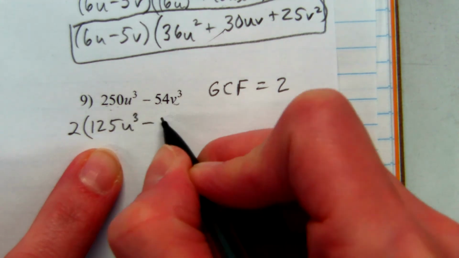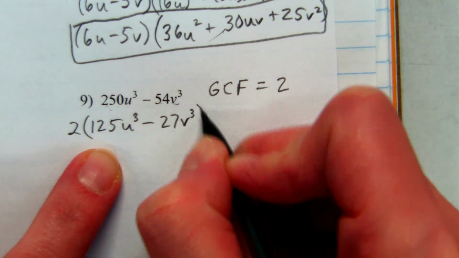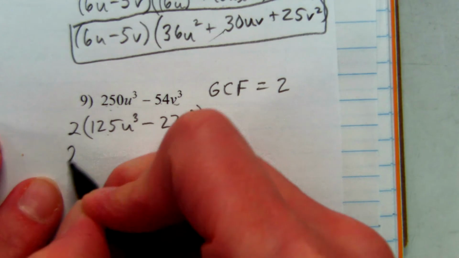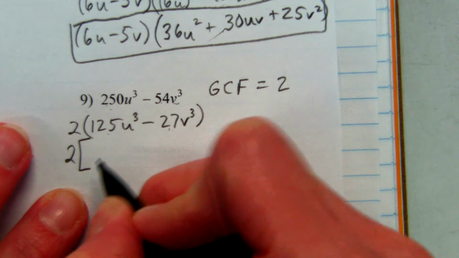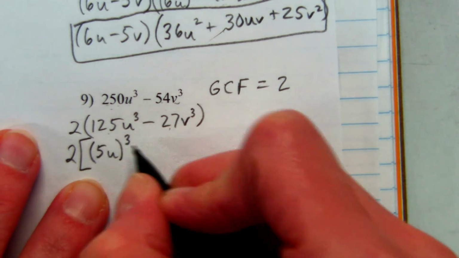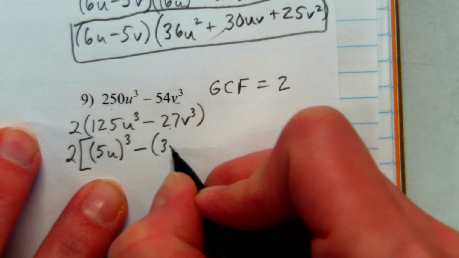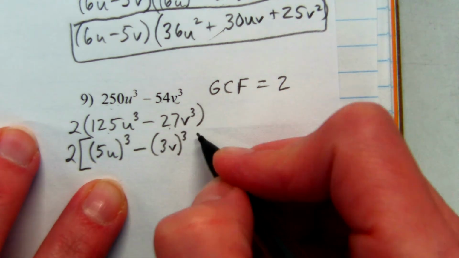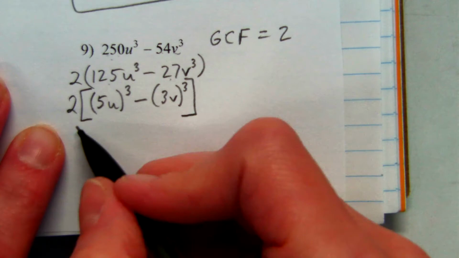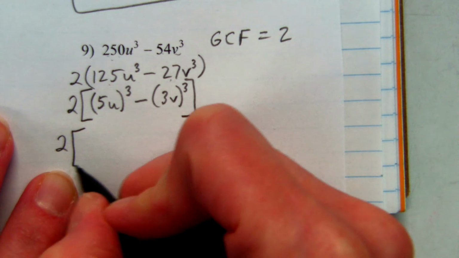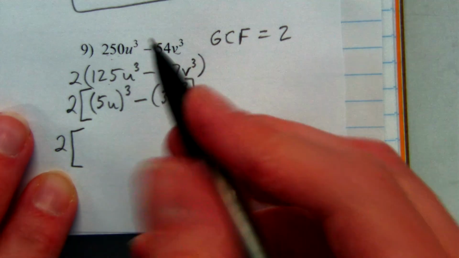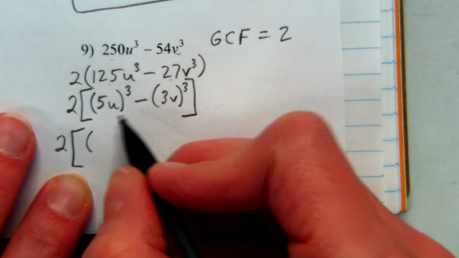So if I take a 2 out, we get 125u cubed minus 27v cubed. But 125 and 27 are numbers we can use, so it'll be okay. So now I'm going to change that. I'm going to make a big bracket, because otherwise this gets more confusing. And turn this into 5u parentheses cubed minus 3v parentheses cubed. We've done 5 and 3 already. And so then we have this, and we can go ahead and use the formula on that part. The 2 just kind of rides along on the outside. You could use parentheses inside parentheses, but I like to make the outside ones a bracket because it makes it less confusing for me.